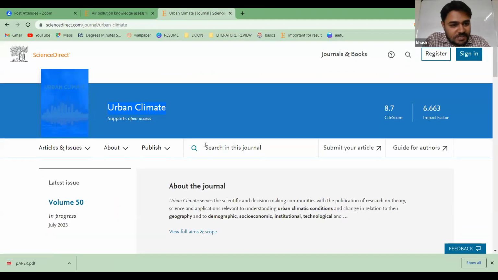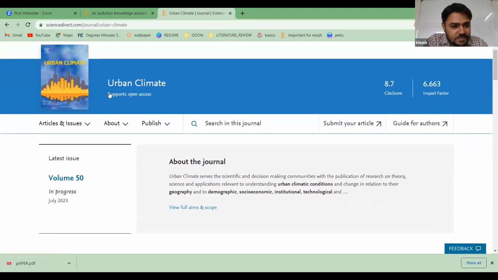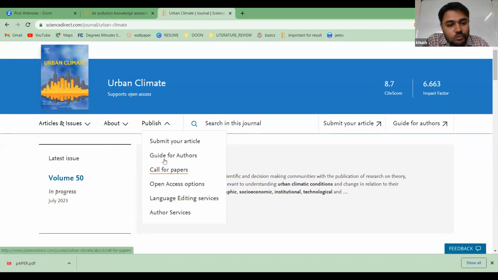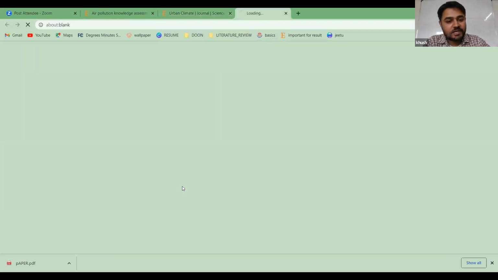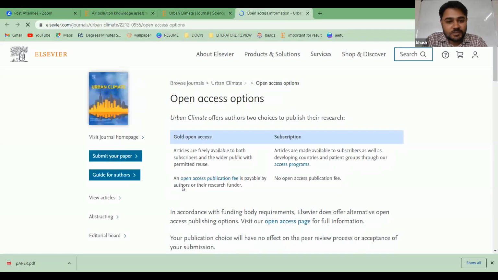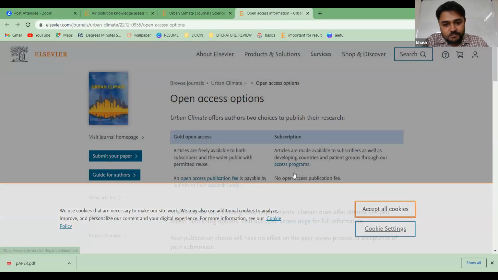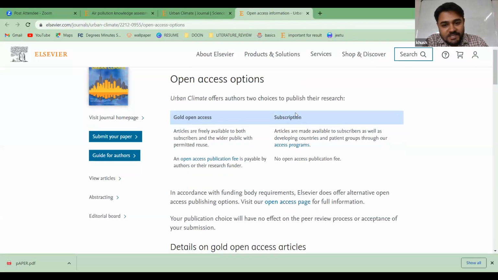Now you can see this journal, Urban Climate, and its support is written here: supports open access. Is it visible? So if I want to publish in this journal, I have two ways. Either I publish with subscription, meaning I don't have to pay any fee. Or if I support open access, that means you can pay the fees. See, the open access options are given here. Now if I click here, they will ask me for the charges. So you see there are two options, gold open access and subscription.